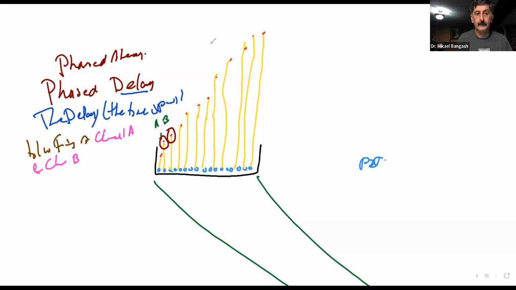Did you get that? So from A to B, B to C, C to D, D to E, E to F, F to G, and so on. The pattern in which they fire will determine the direction in which the beam is going to be steered.